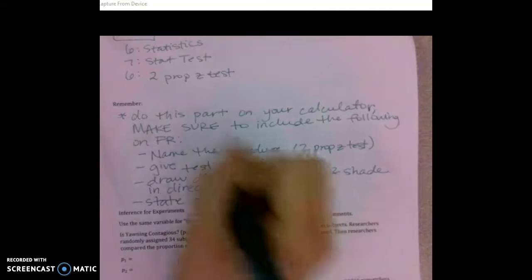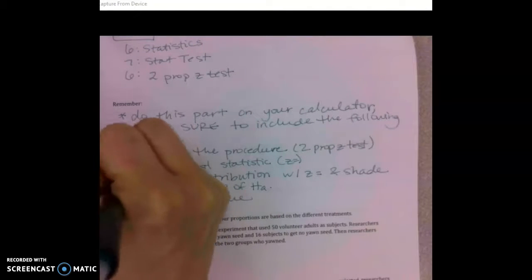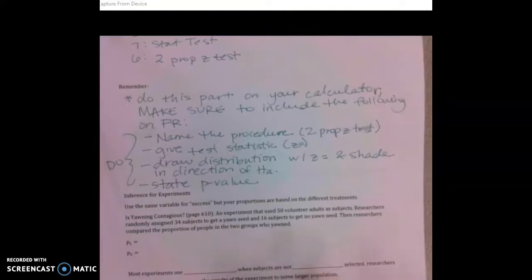and this is what you need to do in the do. So you still need to do your state, your plan, and your conclude the same as you know how to do. All right? So you can do inference for experiments. So you use the same variable for success, but your proportions are based on the different treatments.